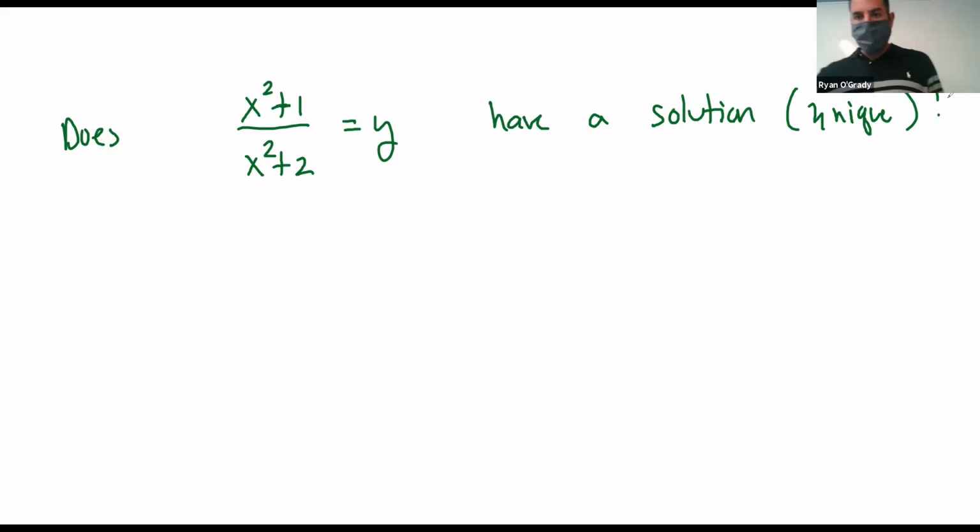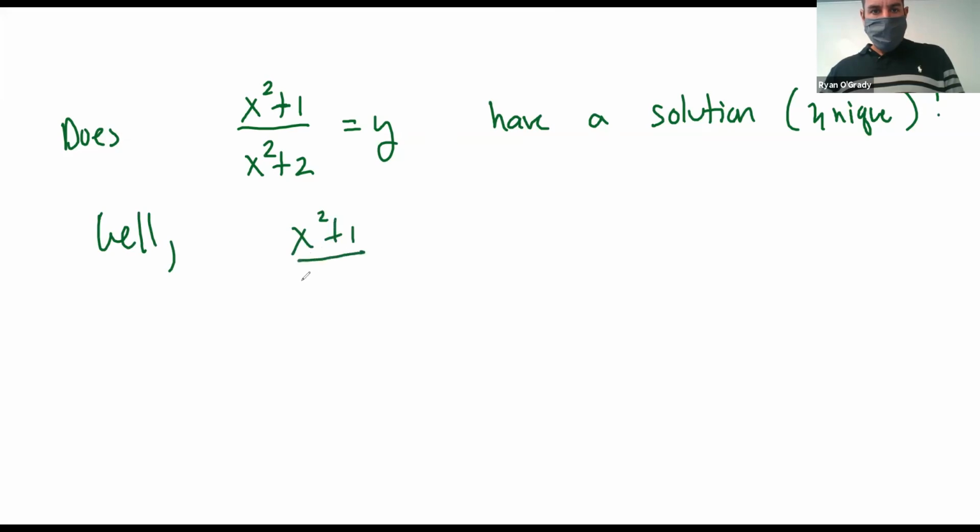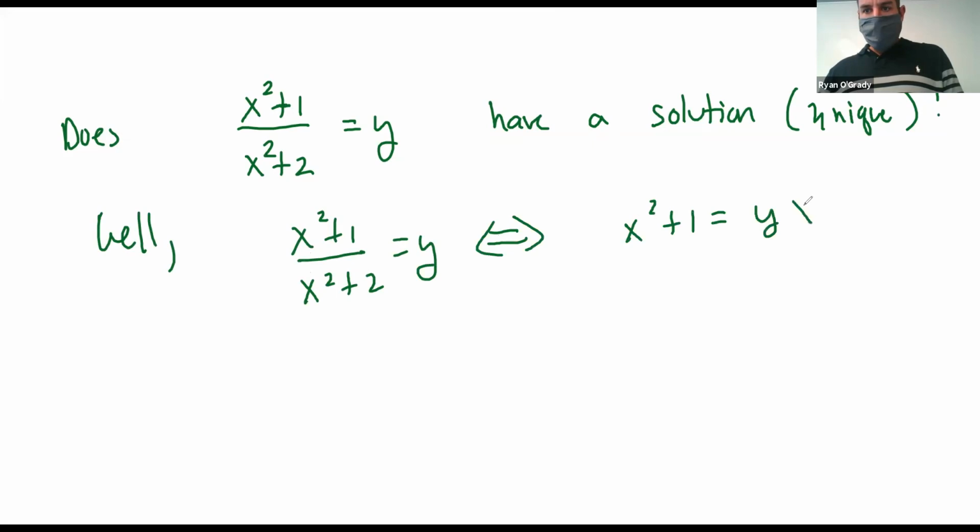So let's look at this. And again, I'm brainstorming. I'm going to rewrite it like this. This is the same as x squared plus 1 equals y times x squared plus 2y. So I'm doing a little bit of algebra. I cross multiplied, I multiplied both sides by the denominator so that I can clear the fraction. And that is legal because x squared plus 2 is just a number.